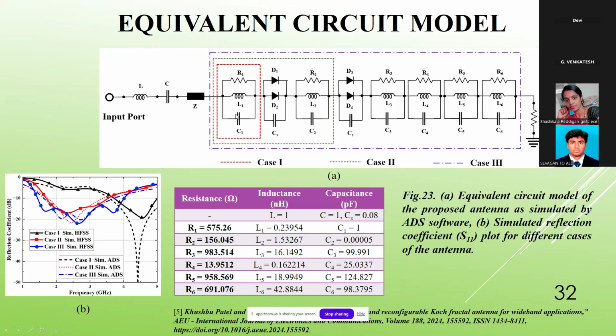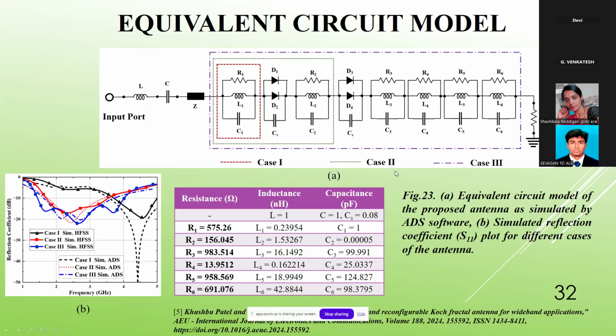So first we will consider case 1. For case 1, all the diodes are off, so we will get an RLC circuit. This dotted line block will come for case 1. This Z is for the patch, and this is for case 1. Similarly, when we go for case 2, D1, D2 will be on, so along with this, one more RLC block, R2, L2, C2, and the complete circuit will give you case 2.